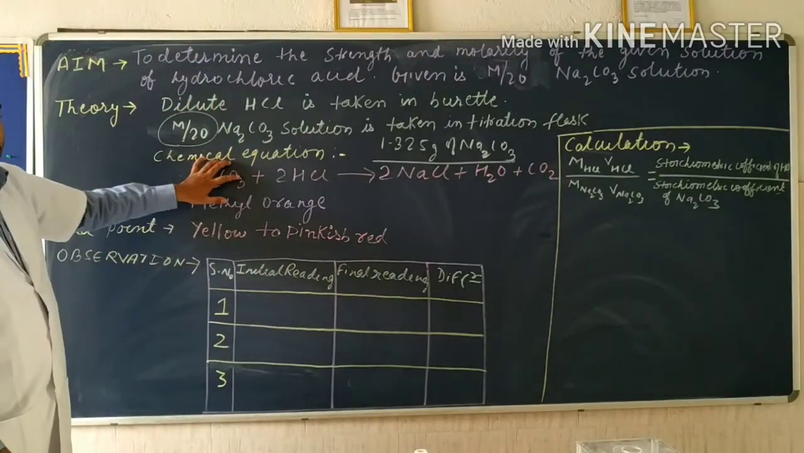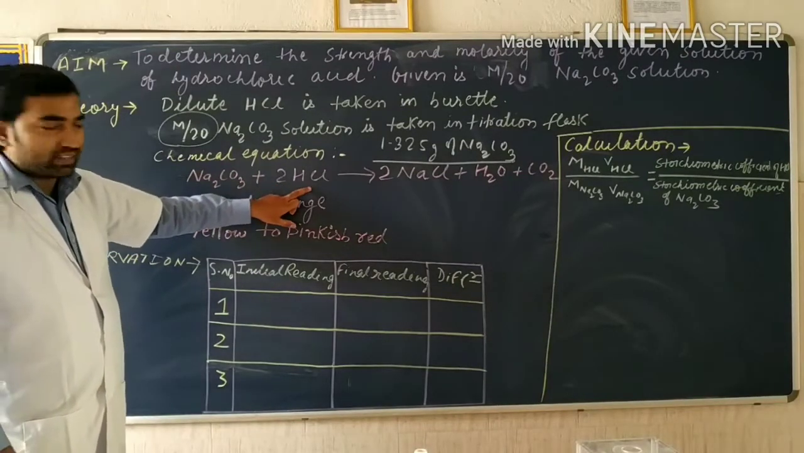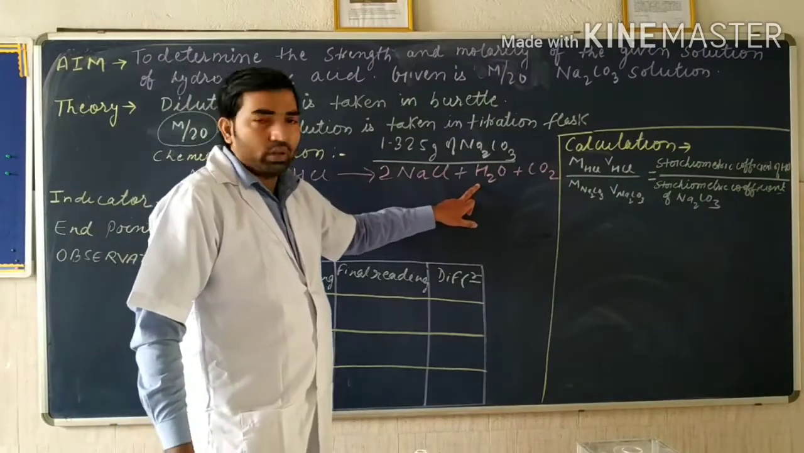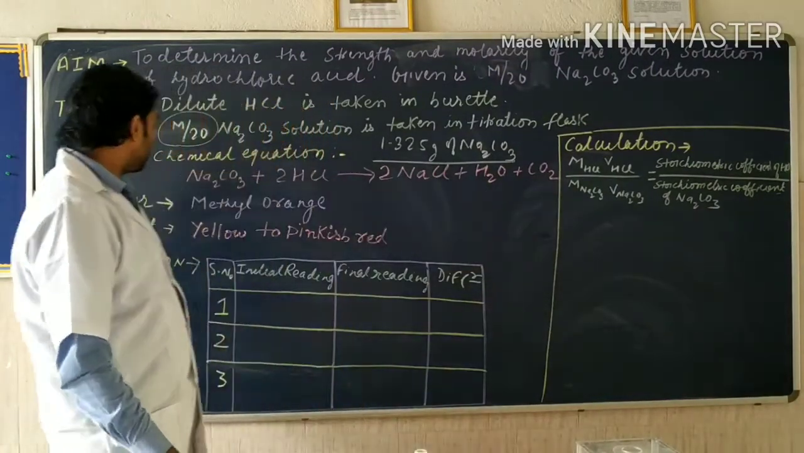What is the chemical equation here? Sodium carbonate reacts with 2 moles of HCl and gives 2 moles of sodium chloride plus 1 mole of water plus 1 mole of carbon dioxide.